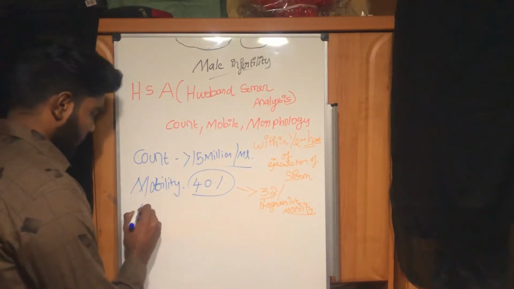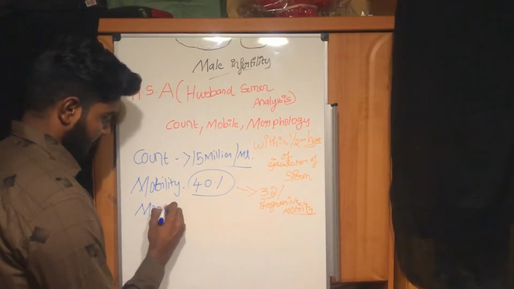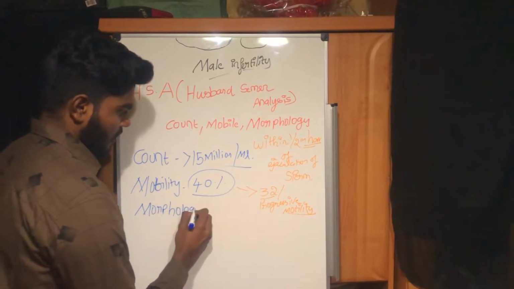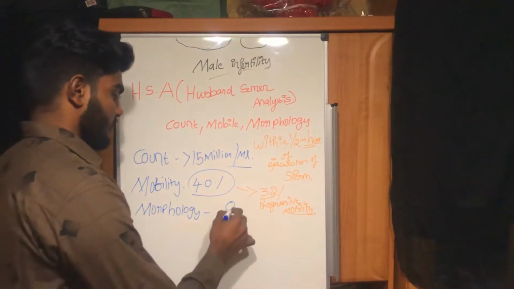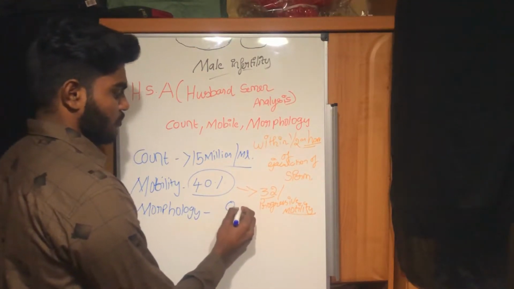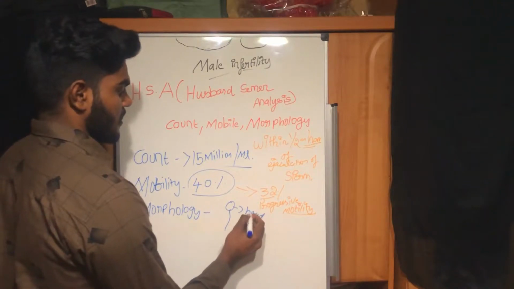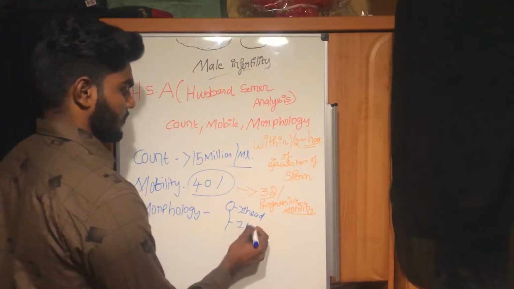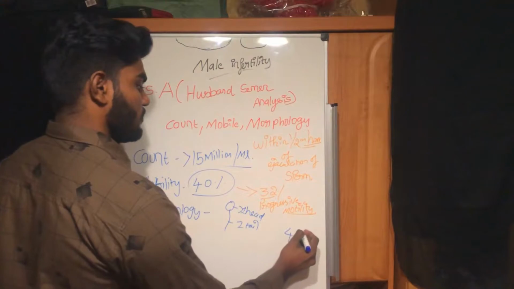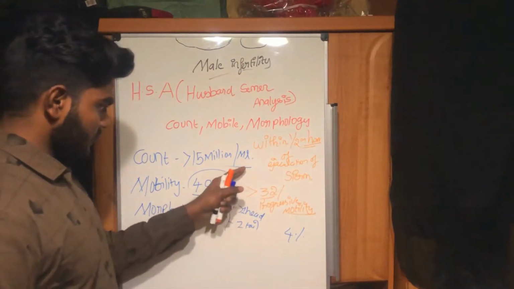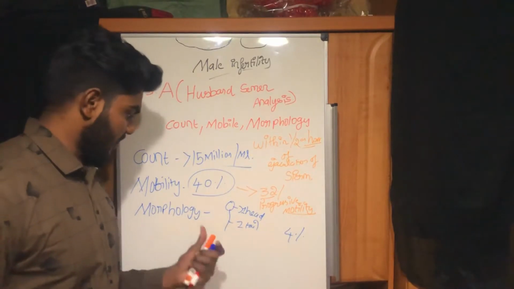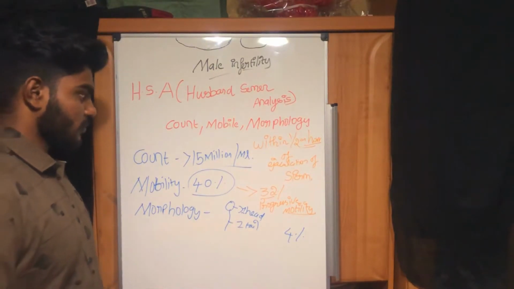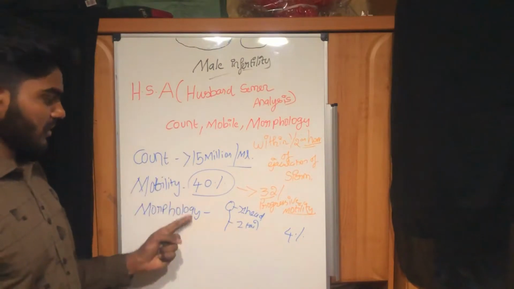Next thing is morphology. This is the morphological style of the sperm, that is one head and one tail. At least 4% of sperm should have one head and one tail. That is the morphology. You have to remember this main condition.